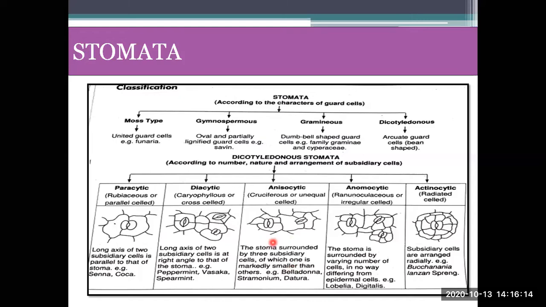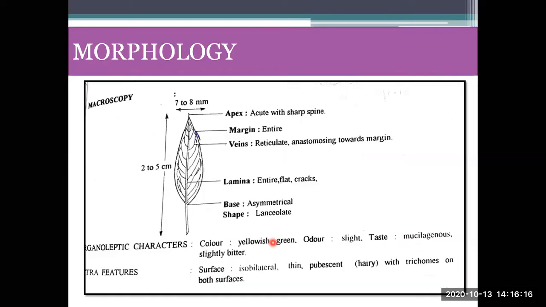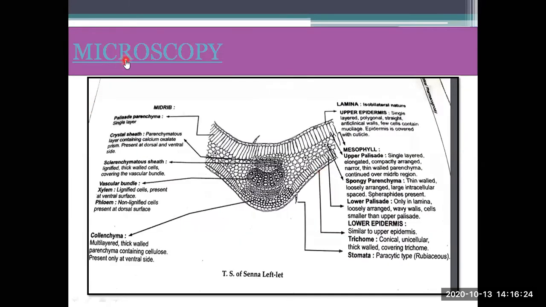Now we'll be discussing the morphology and microscopy of the Senna leaf. Okay, so this you can take down afterwards. First we will see a video regarding the description of the morphology, microscopy and chemical test of the Senna leaflet.